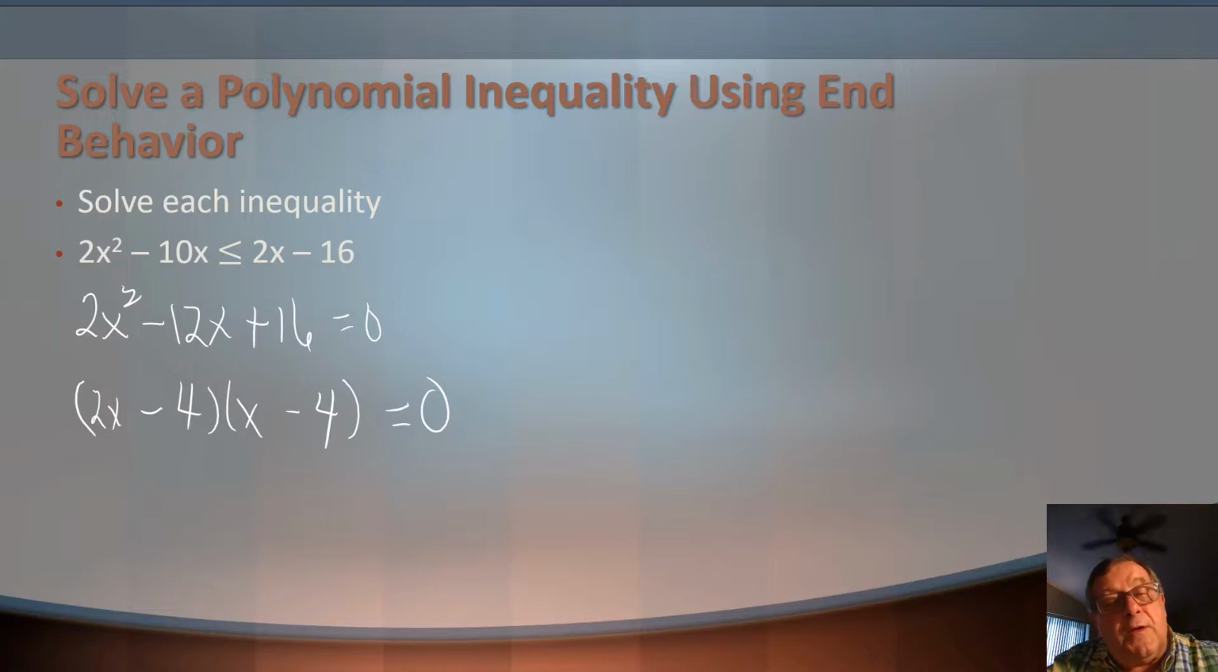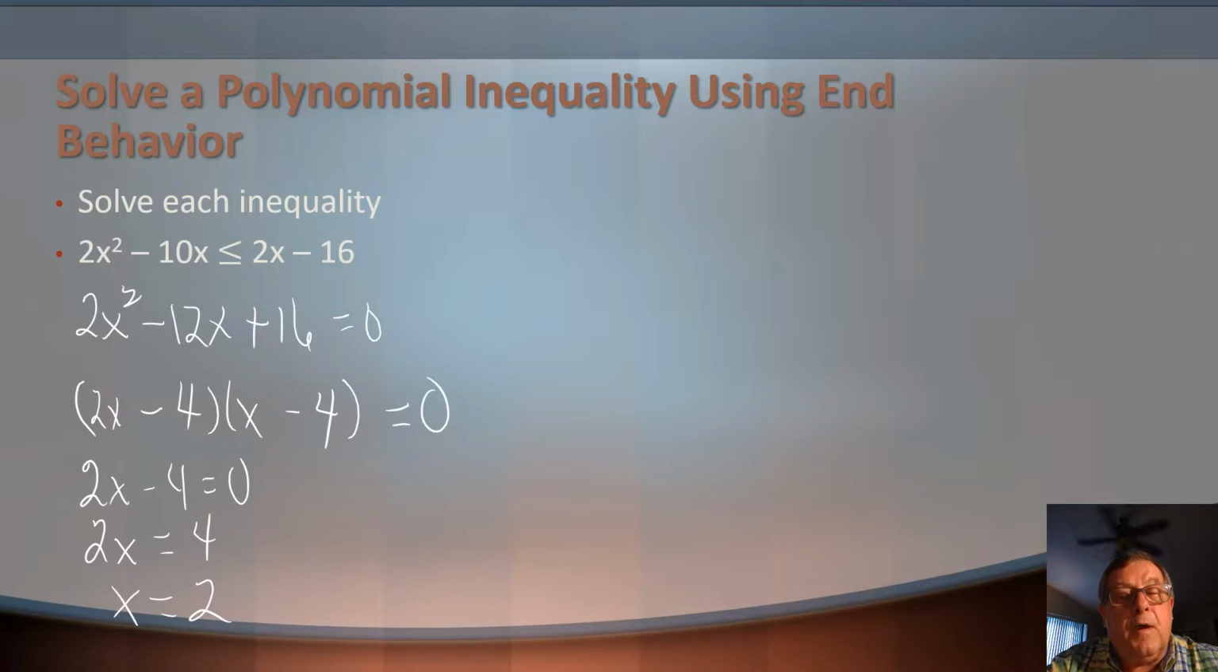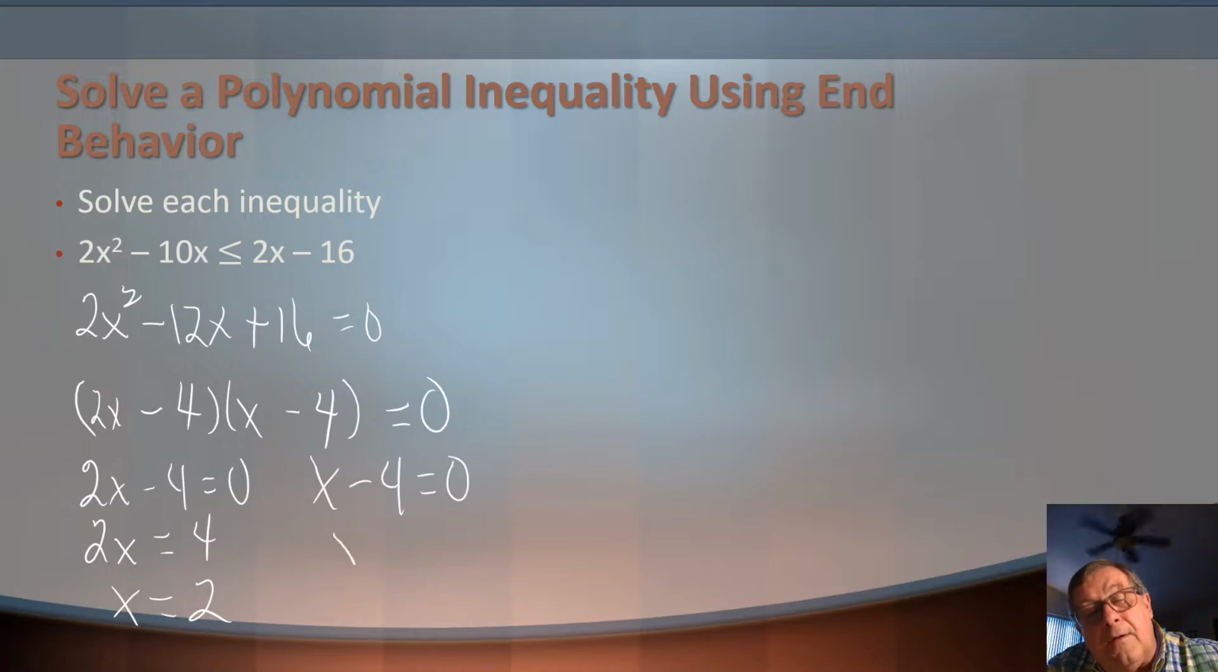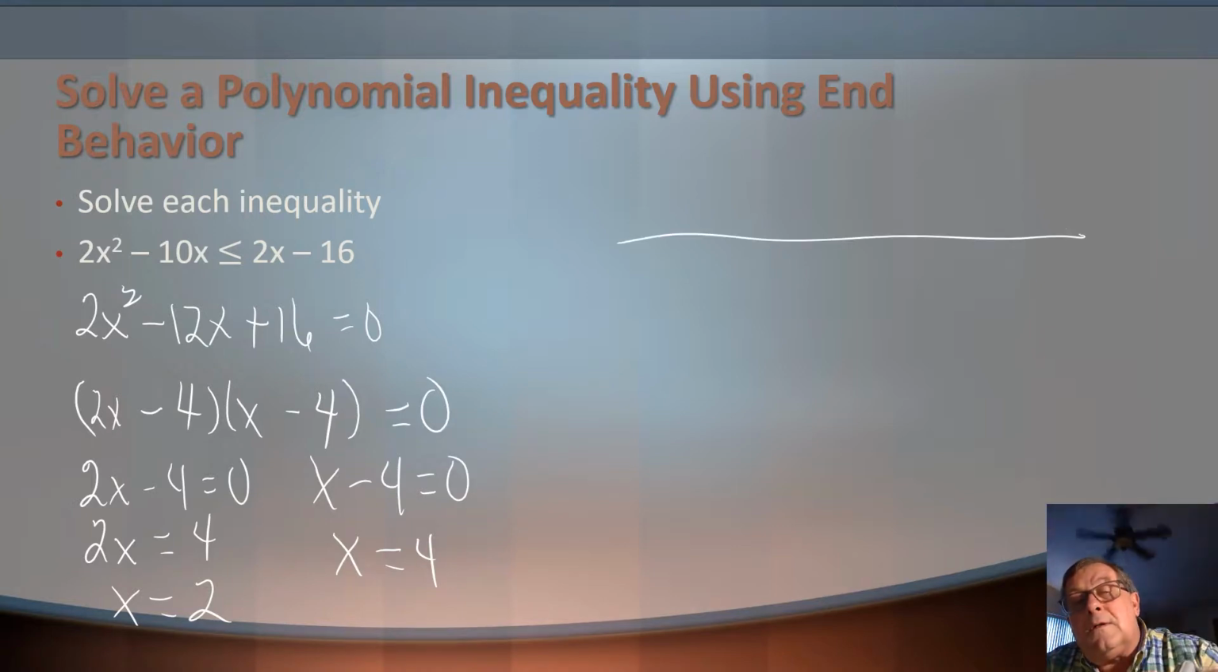Now I'm going to set each factor equal to 0. So I've got 2x minus 4 equals 0. Add 4 to both sides: 2x equals 4. Divide by 2, and x is equal to 2. That's where one of my intervals starts. Then I've got x minus 4 equals 0, and we add 4 to both sides. So I've got a solution set where I've got to test intervals at 2 and 4. Let's draw a number line. Let's say this is 2, this is 4.